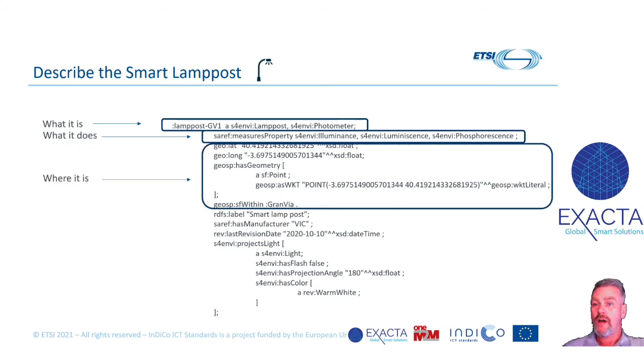I also describe where this particular device is. In this case, it's provided in terms of both the latitude and longitude, and also I'm providing a description of the street where this device is located on, Gran Via.